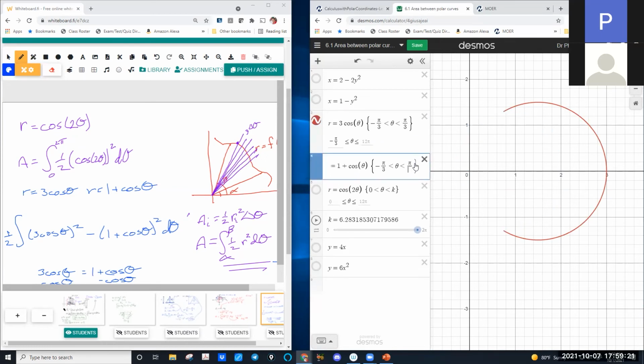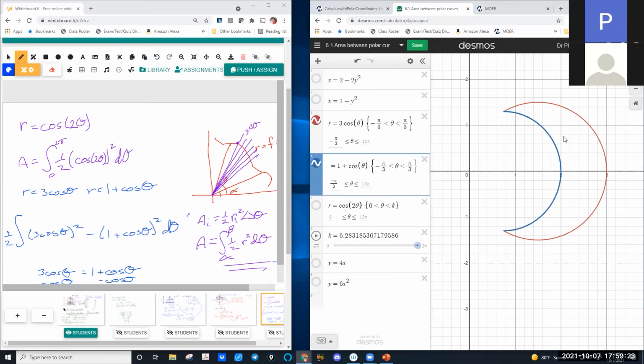So there's our area. This is a great way of confirming your limits. Your graph should look like the part you're looking for. That tells us, without a doubt, that our limits are negative pi over 3 up to pi over 3.